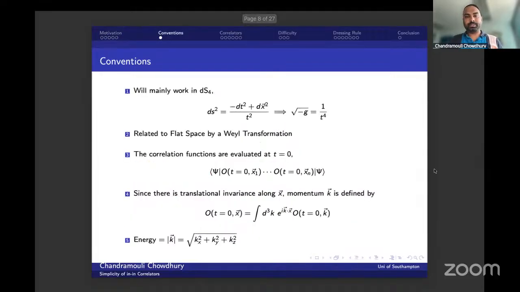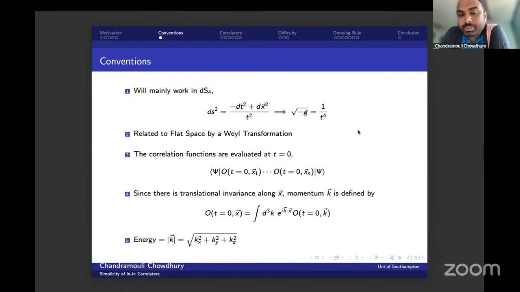Very good. So let me just state my conventions in a second, just so that we are all on the same page. I'm not going to have a lot of equations on my pages, but I think it's still useful to set conventions. I will mostly tell you a story about de Sitter 4 with a metric of this kind. The x's represent the spatial directions, so I'll be working in the Poincaré patch. And this has a square root of g factor with a 1 over t to the power 4. Now, this is often useful because it's also related to the metric in flat space by a simple Weyl transformation, which is to say that if you forget about the denominator here, then it's exactly the metric in flat space.